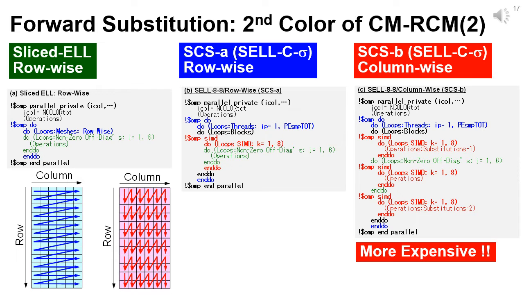This slide shows implementations of the forward substitution for sliced ELL, Cell C-sigma A, SCSA, and Cell C-sigma B, SCSB. Sliced ELL and SCSA are in row-wise sweeping for the outer loops. In contrast, SCSB is column-wise. Generally, SCSB requires more operations than SCSA. In the present work, both SCSA and SCSB switch to sliced ELL if the problem size for each thread is less than C, the chunk size.